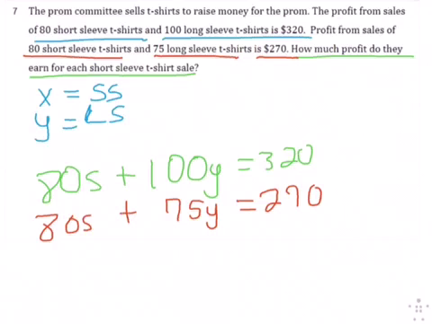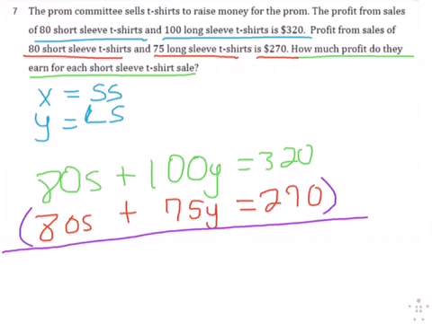Obviously we're not going to use graphing because it's not y equals mx plus b form. I also would not recommend substitution because you do not already have a variable solved for. And if we do elimination, what we notice here is that the 80s already have the same variable. So we can eliminate the two of these equations by subtraction.